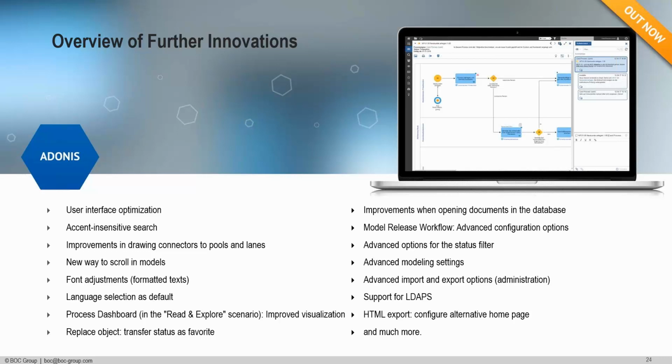We have smart connectors available when modeling, so Adonis will check what relations are possible between the modeling elements and only display the relevant connectors. We can now scroll through larger models.